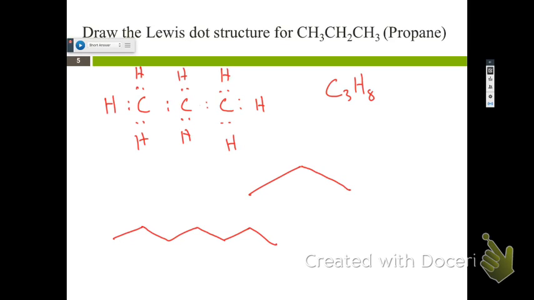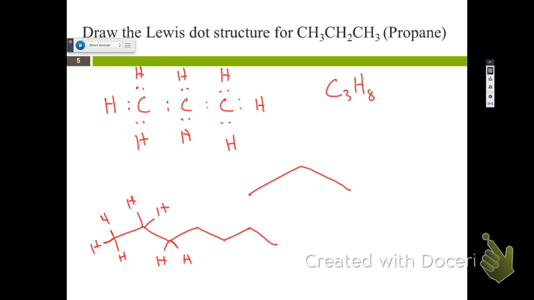There's no lone pairs. It's about 109.5. Why? Because each one of these carbons, if I wanted to draw in all the bonds, has a steric number of 4. We can keep going, right? Steric number of 4, molecular shape is tetrahedral. If it's tetrahedral, molecular shape, then that means it has a 109.5 bonding.